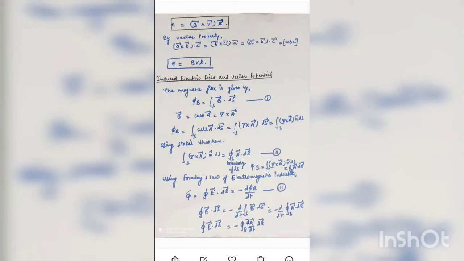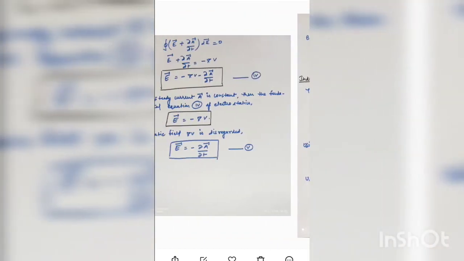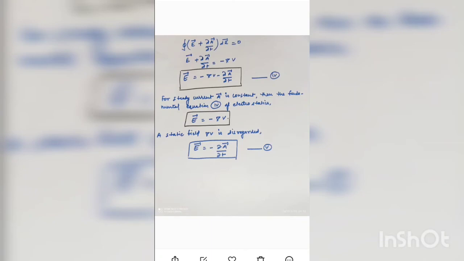Then the line integral of E plus del A over del t dot dl equals 0, or E plus del A over del t equals minus del V. The quantity minus gradient V represents an electrostatic field when it is present. For the steady state, A is constant, which means del A over del t will be 0 and E equals minus del V.